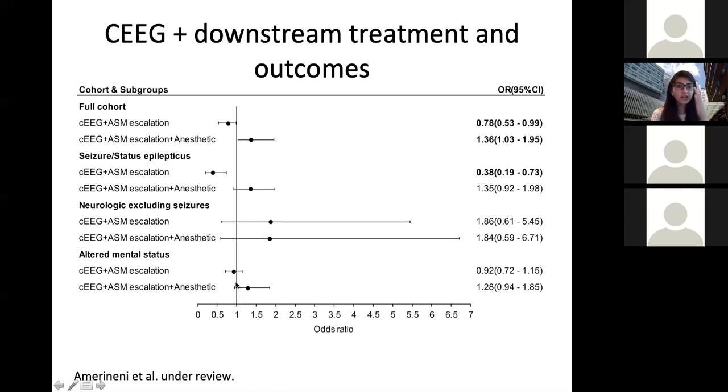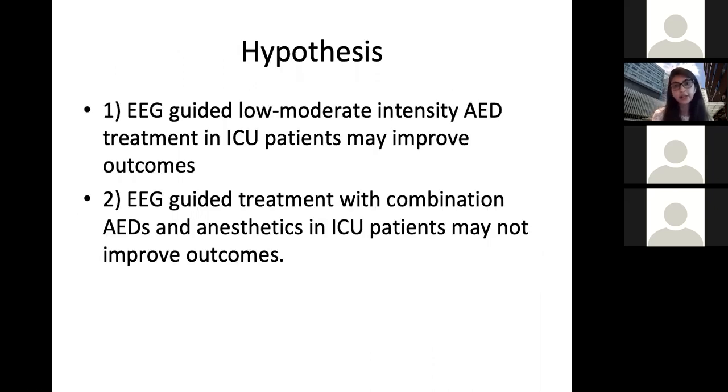So, of course, the challenge here is that treatment of these patients, use of anesthetics itself, is contingent on how severe the underlying illness is. And so while we use machine learning to adjust for all the underlying disease severity scores as well as comorbid conditions, there is still a risk of confounding using observational data. However, based on our findings in this cohort, as well as in subarachnoid hemorrhage patients and other smaller cohorts, we hypothesize that EEG-guided lower to moderate intensity treatment with anti-seizure medications may improve outcomes in ICU patients.